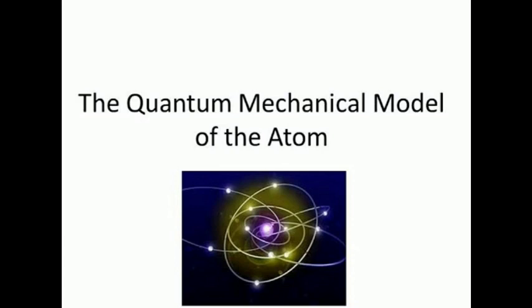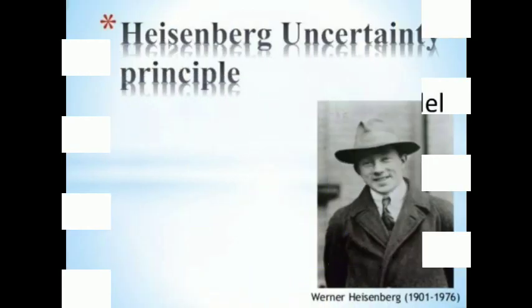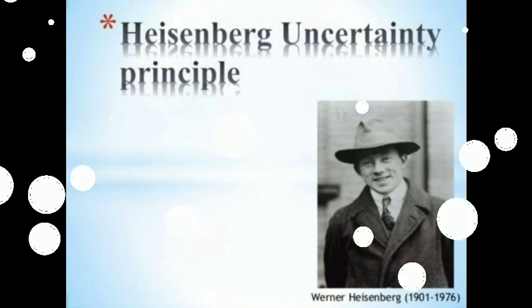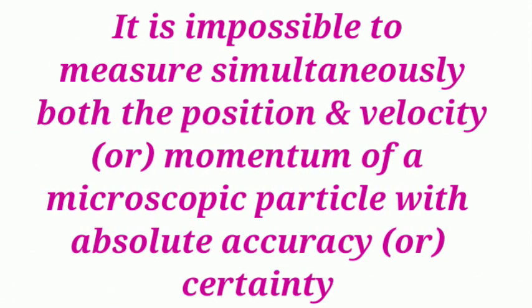In our last video, we discussed the wave character of the electron proved by the Davisson-Germer experiment. That experiment can be explained based on electron diffraction. Now, in this video, we will see about the Heisenberg uncertainty principle. The Heisenberg uncertainty principle states it is impossible to measure simultaneously both the position and velocity or the momentum of a microscopic particle with absolute accuracy or certainty.